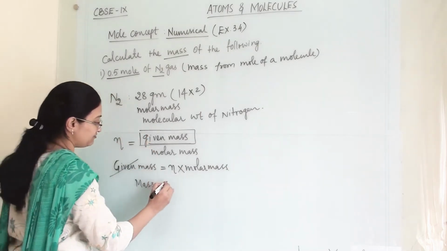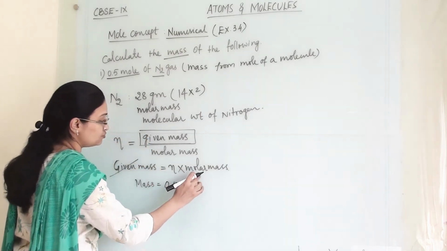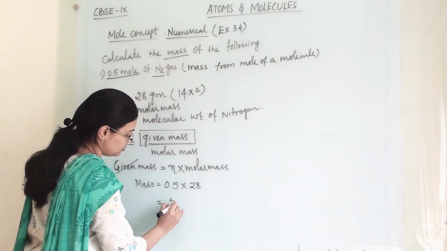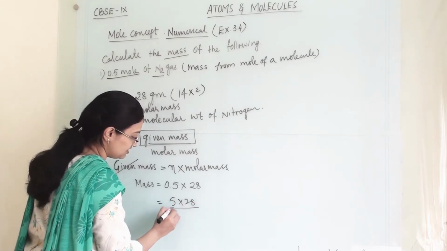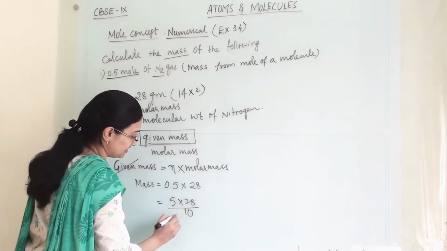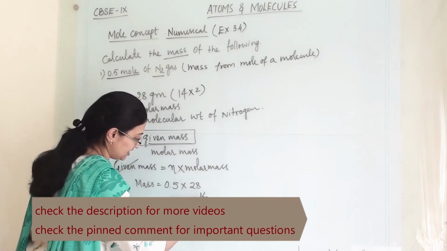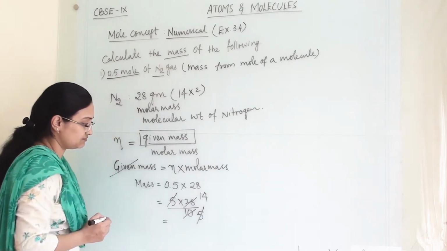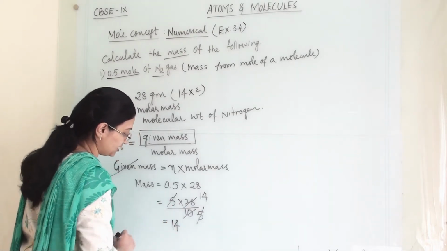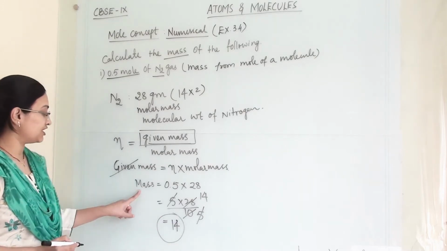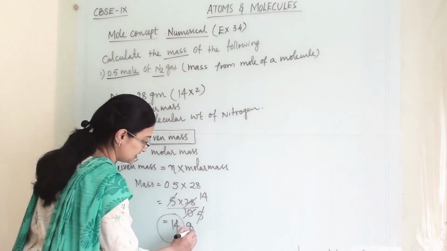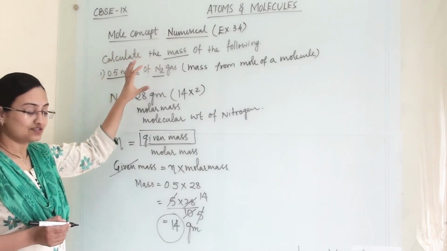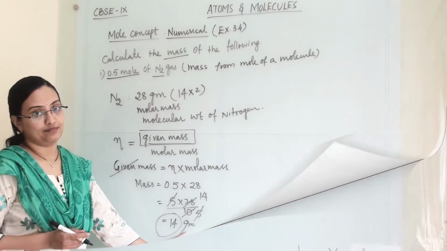n is 0.5 into molar mass, that means molecular weight, so it is 28. So 5 into 28 divided by 10. So we will get here 14 and here we will get 5. So 5 and the answer is 14. So what is 14? 14 is mass. So it is gram. So 0.5 mole nitrogen gas weight is 14 gram.